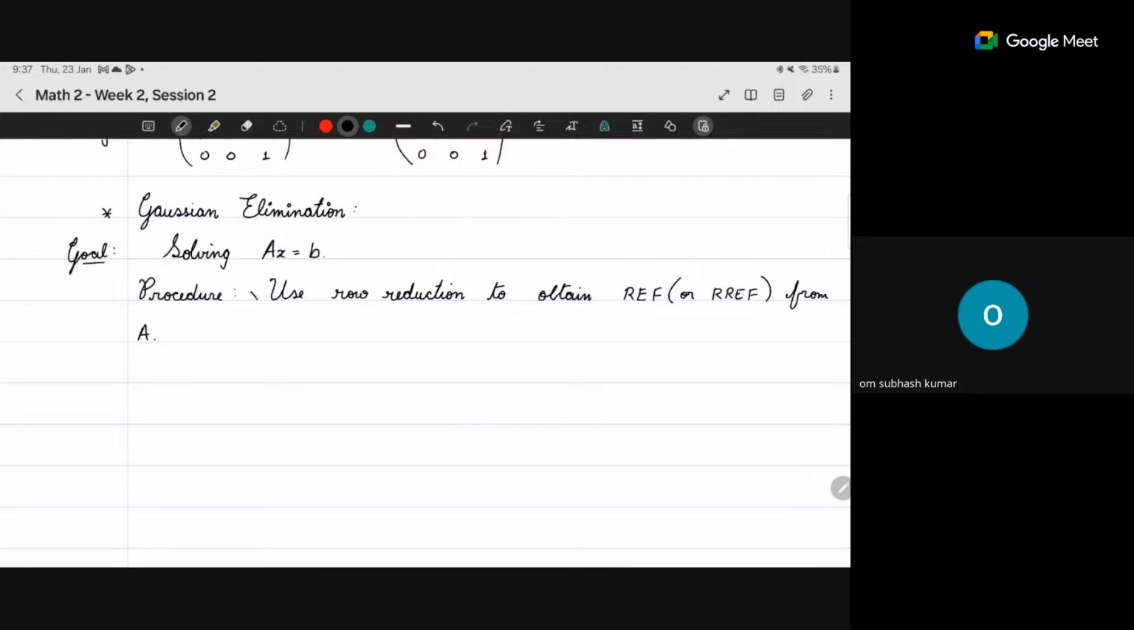So let's say that's one thing. Do the same operations on B. Let's say the REF form of A is A tilde. Okay. Do the same operations on B to obtain B tilde.